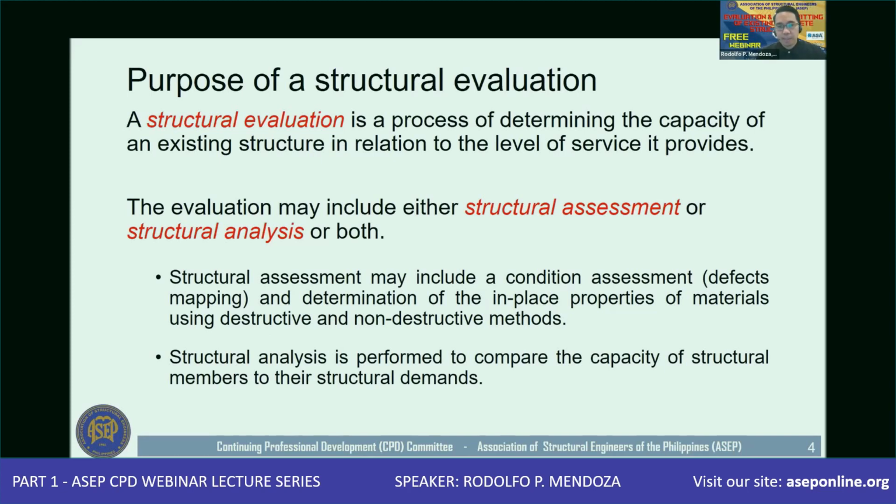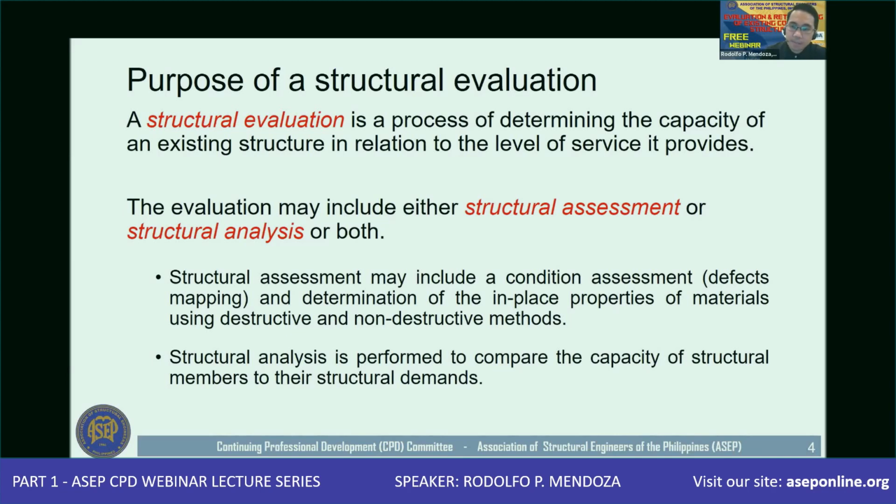And these descriptions that are given in this slide are basically based on our experience and practice, and based on the experience of the colleagues in the industry of structural engineering. So basically, structural evaluation can be defined as a process of determining the capacity of an existing structure in relation to the level of service that it actually provides. Now, when we say structural evaluation, the evaluation may include a structural assessment or a structural analysis, or both.